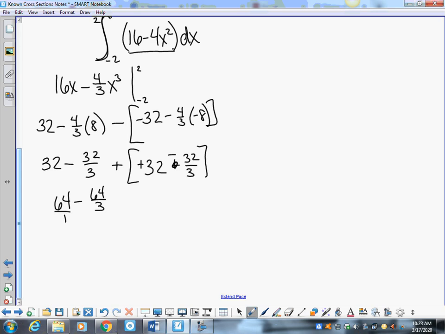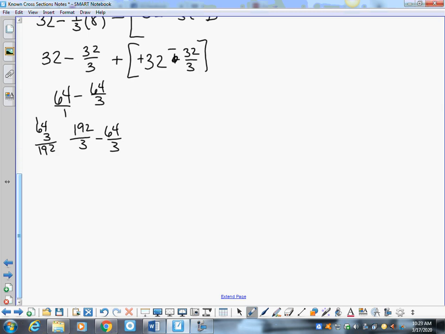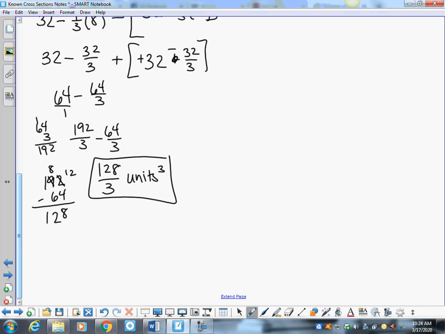Okay. Put this over 1. Multiply the 64 by 3. 192 over 3 minus 64 over 3. And if this is an FRQ, you can stop. If it's multiple choice and it's calculator inactive, you got to keep going. 128 over 3, and its volumes. There you go.